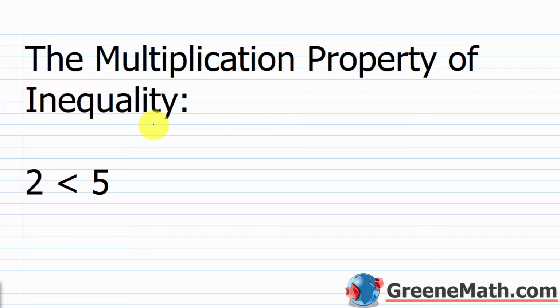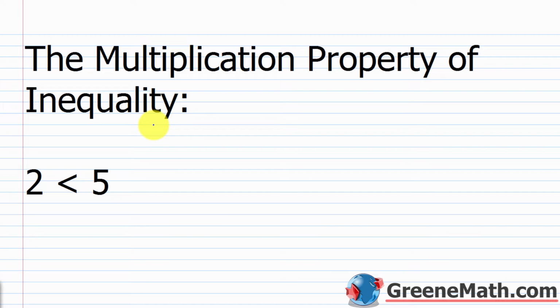Anything that's negative, any value that's less than 0, if I multiply both sides by a negative, I've got to flip the direction of the inequality. So a less than becomes a greater than. A greater than becomes a less than. So basically your inequality symbol will flip.